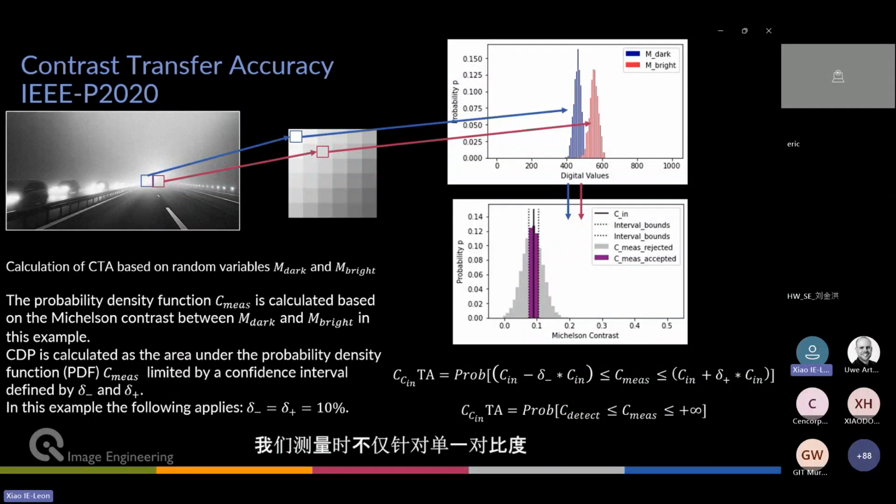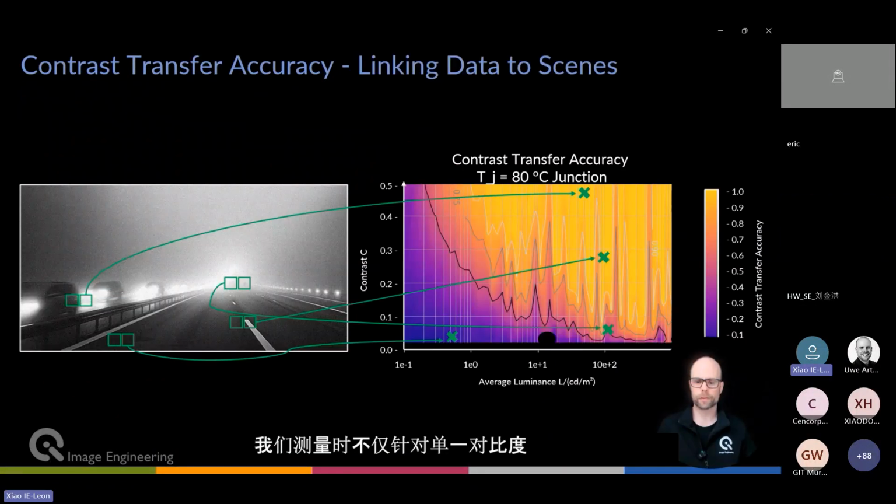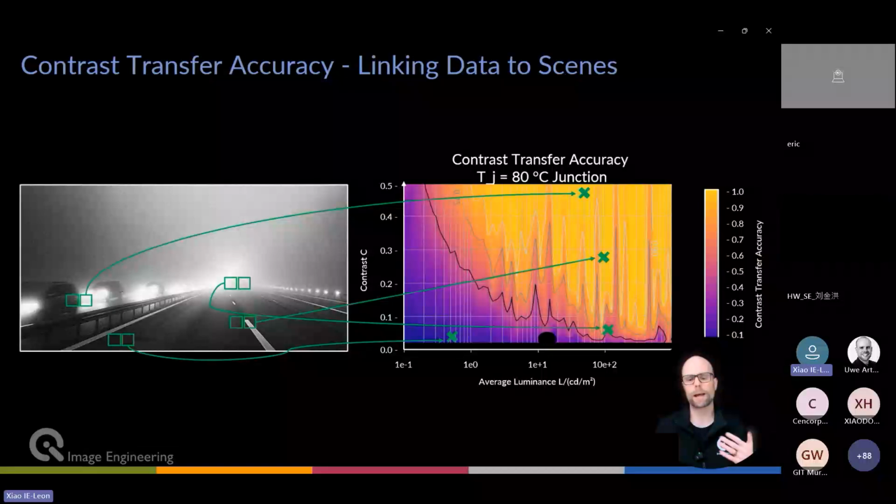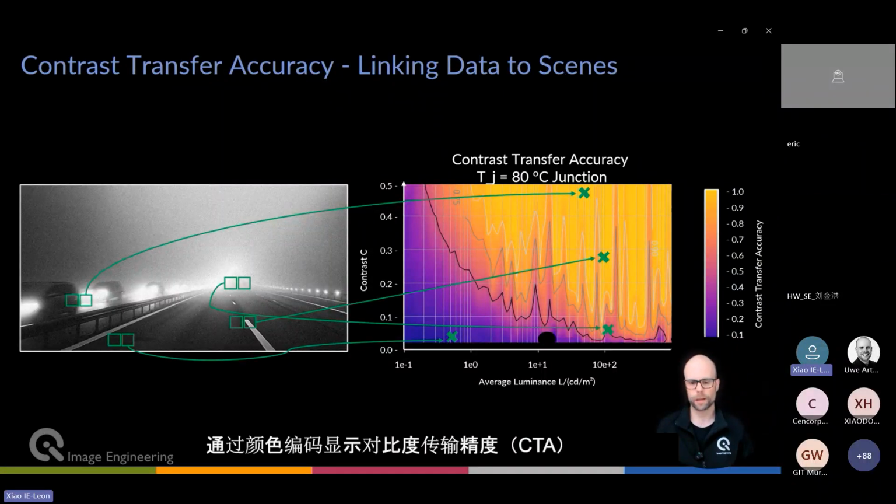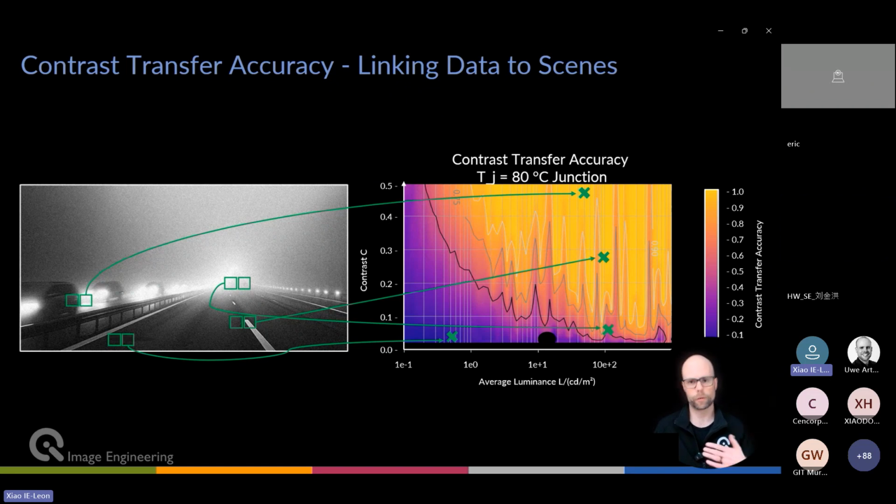What is now the interesting thing is that when we measure this, we cannot only measure for one contrast, we measure for many different contrasts. And that is something that we can provide. So as a result, what you get from this measurement is a map. On the x-axis of this map, you have the average luminance, that's the average of these two patches. On the y-axis, you have the contrast that it forms. And color encoded is the contrast transfer accuracy, where we just said 1 is perfect. The lower, the lower the probability that you can actually distinguish these.